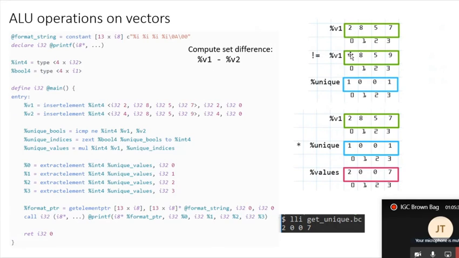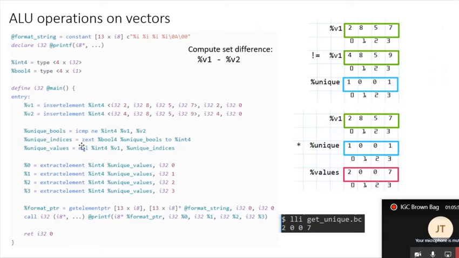So it takes them, and is 2 not equal to 4? True. Is 8 not equal to 8? False. Is 5 not equal to 5? False. Is 7 not equal to 9? True. But it does them all at once. So this is the result that we have. But it's a vector of i1.